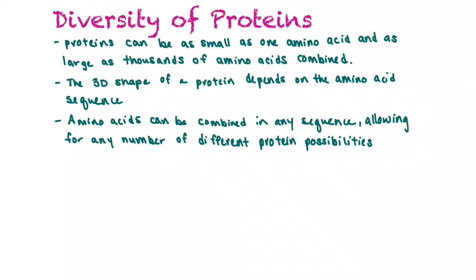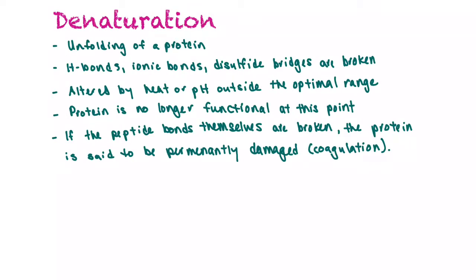Amino acids can be combined in any sequence, so that allows any number of different protein possibilities because they'll fold in different ways if you put them in different sequences. Finally, we'll take a look at denaturation, and this is when a protein gets damaged. We call this the unfolding or unraveling of a protein.